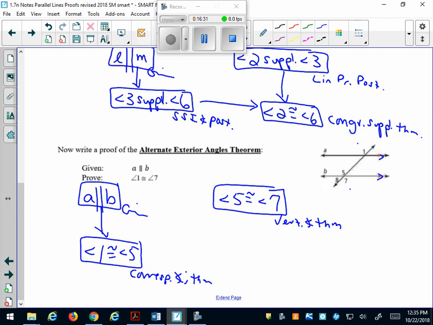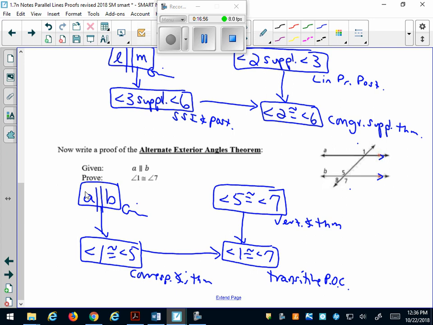Can I now say 1 is congruent to 7? What would be the reason? So this is all congruence, so we can use the transitive property of congruence. Does that make sense?